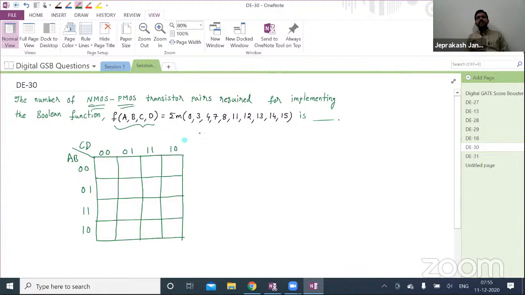Okay. So wherever in our respective midterm questions, place the ones. Okay. So 0, 1, 2, 3, 4, 5, 6, 7, 8, 9, 10, 11, 12, 13, 14, 15. Now all of you do the simplification by doing the groupings, and tell me what is the expression you are getting.